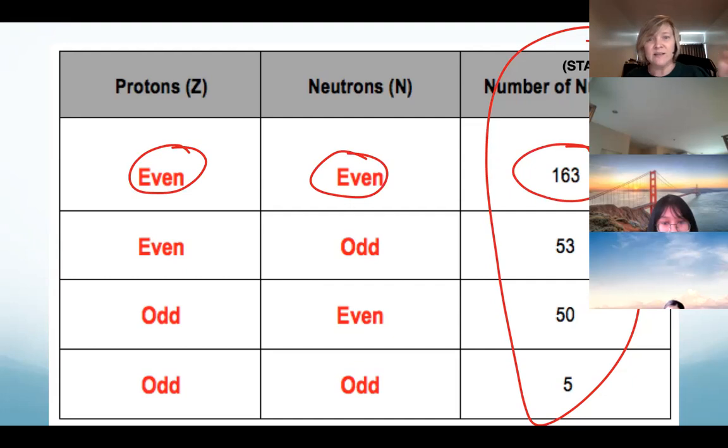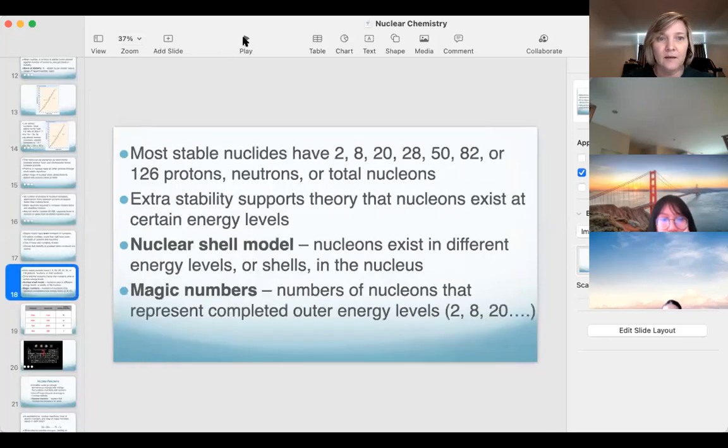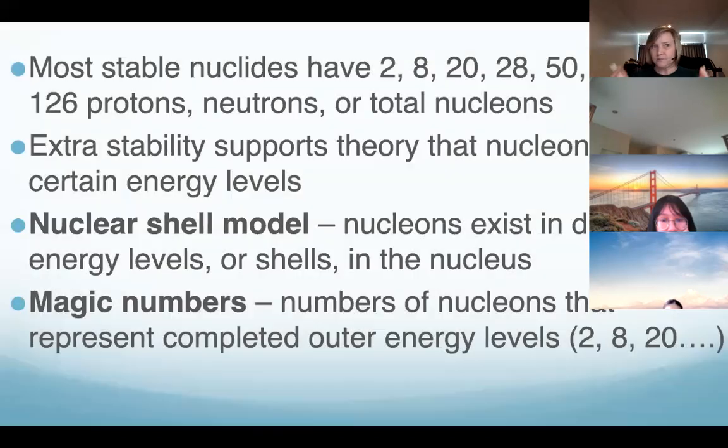When you have even protons and odd neutrons, the number of stable nuclides drops down to 53, and about the same number if you have odd protons and even neutrons, about 50. But when both the number of protons and neutrons are odd, there's only 5 nuclides in existence that are stable. So basically, even numbers are good, odd numbers are bad. So most stable nuclides have 2, 8, 20, 28, 50, 82, or 126 protons, neutrons, or total nucleons.